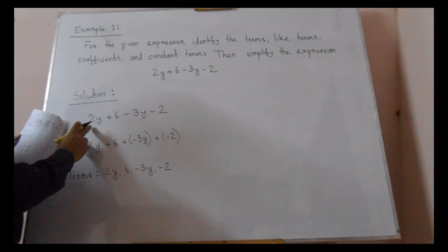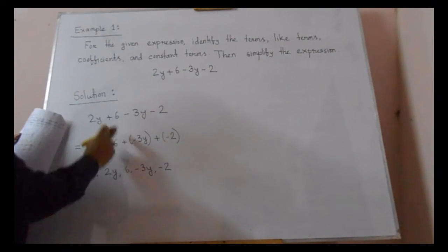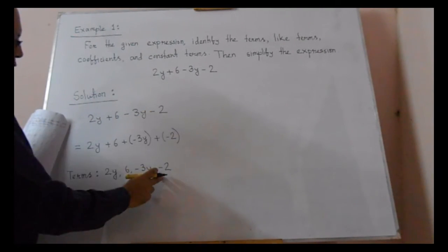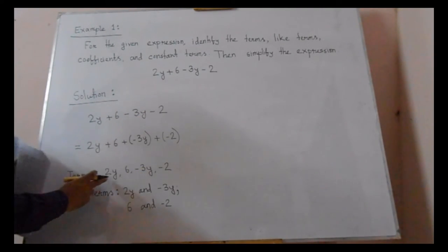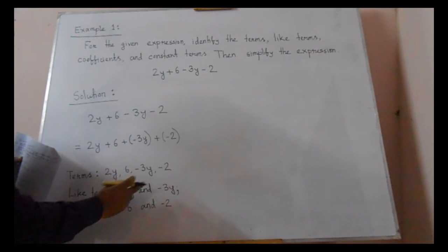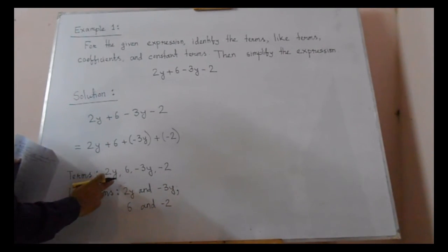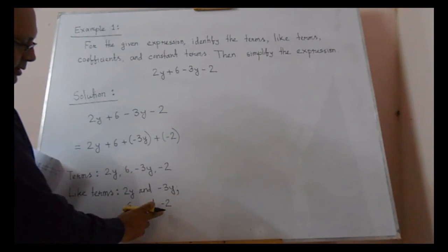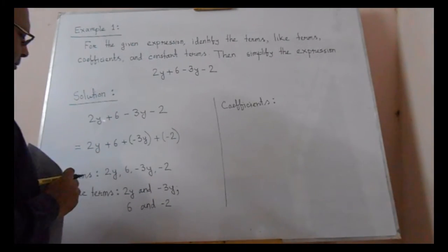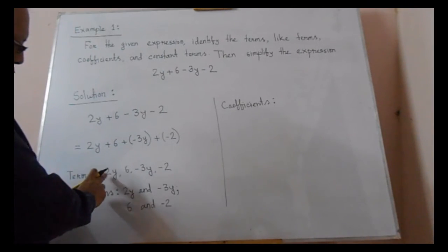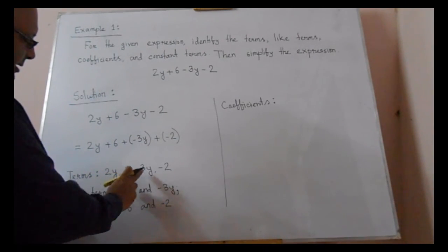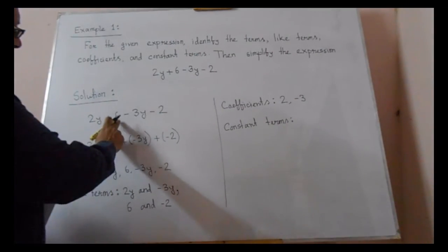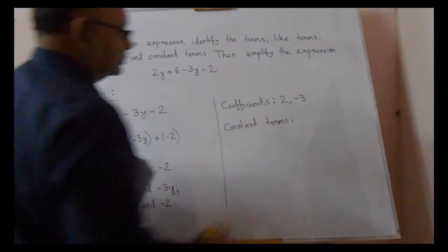Here the terms are 2y, 6, negative 3y and negative 2. Here the like terms are 2y and negative 3y since they have the same variable y. And 6 and minus 2 are also like terms. Here the coefficients are 2 and negative 3. And constant terms are 6 and negative 2.